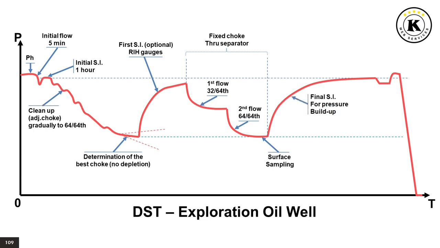Taking sets of representative surface samples at the end of the main flowing period. Close the well for a final shut-in period to record pressure build-up. Open the well for flow on 16/64 to take representative bottom hole reservoir samples. Kill the well. Pull out of hole DST tools. Downhole pressure gauge recorders at surface.